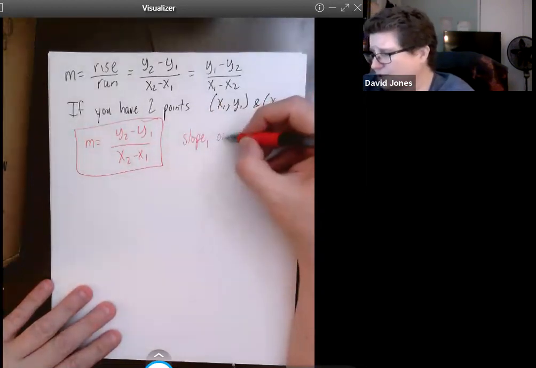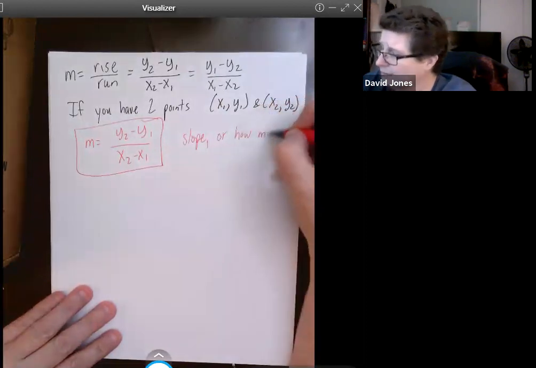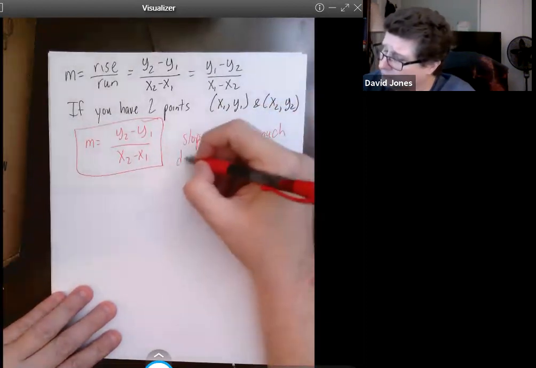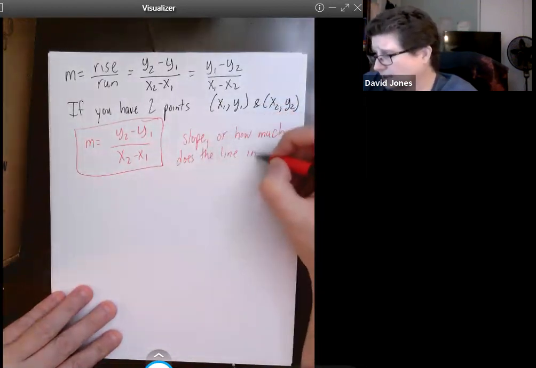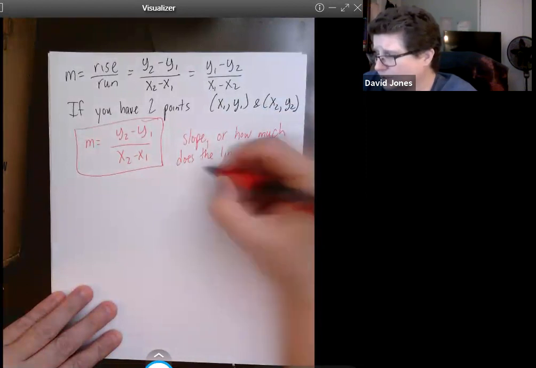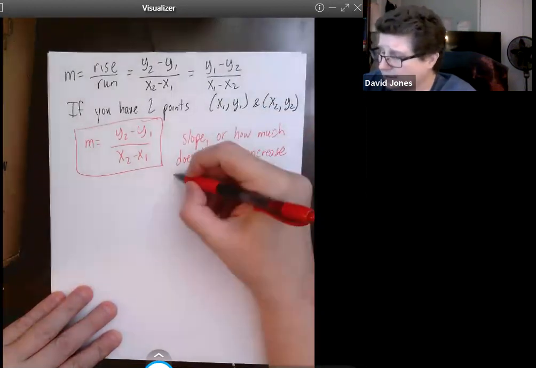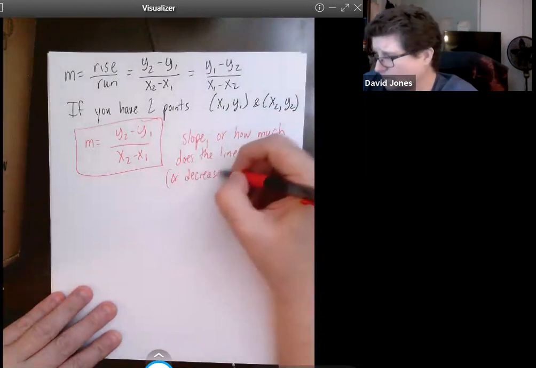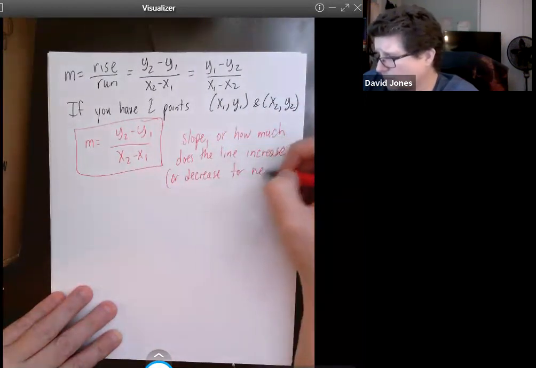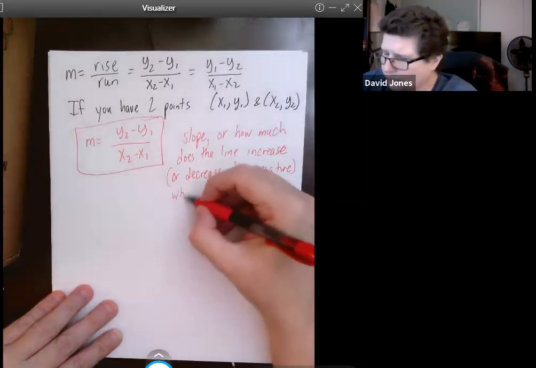Or how much does the line go up and down, increase or decrease if it's negative, when we move right 1.